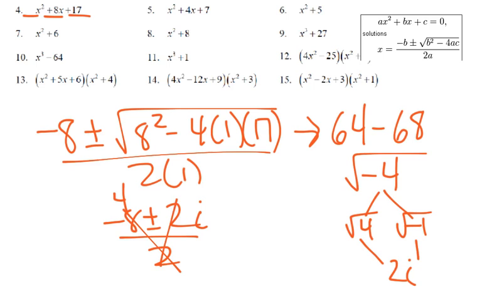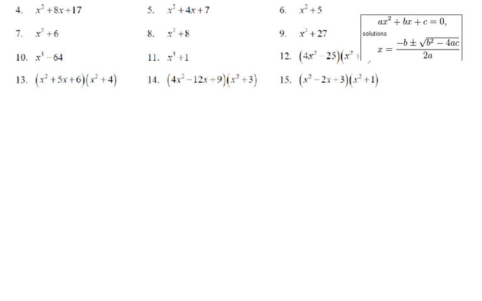Simplify that, becomes 4, simplify that, becomes 1, so we get negative 4 plus or minus i for our answer. Okay, so once you see, using that quadratic formula is really not too bad, is it? Okay, number 5. So 1, 4, and 7.